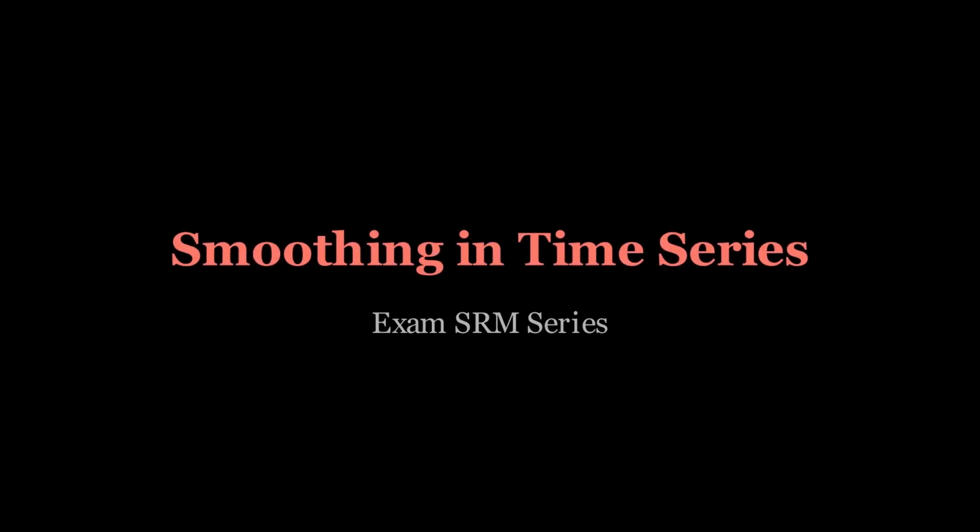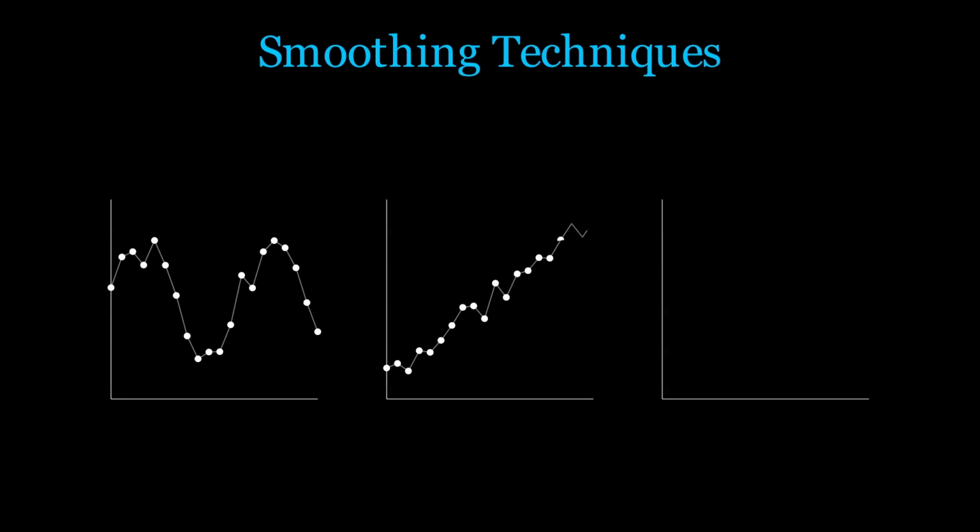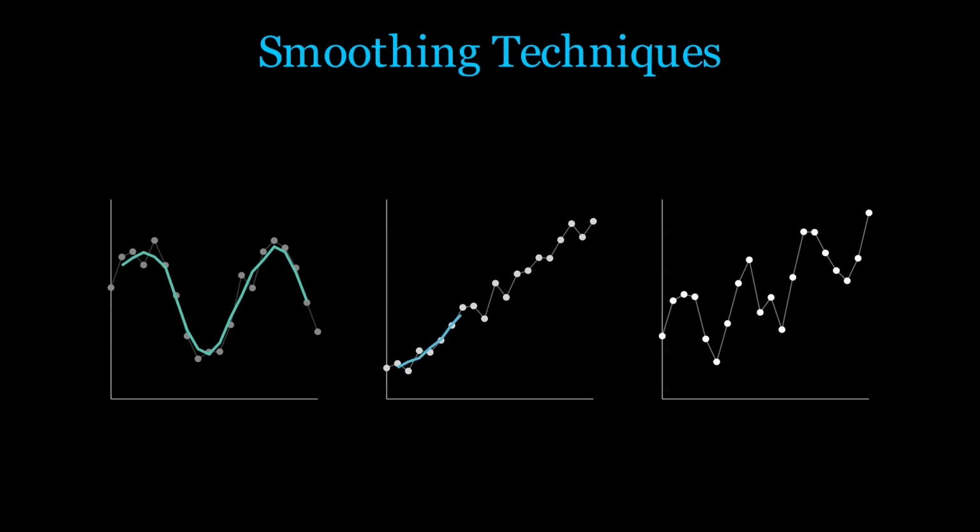Today's video is about smoothing time series. Smoothing techniques are used to reduce noise and better reveal the underlying trend in a time series. The most common smoothing technique is the moving average. The general idea is simple. Instead of using the original data points in analyses, we average them out with their neighbors so that we can better analyze the underlying trend.